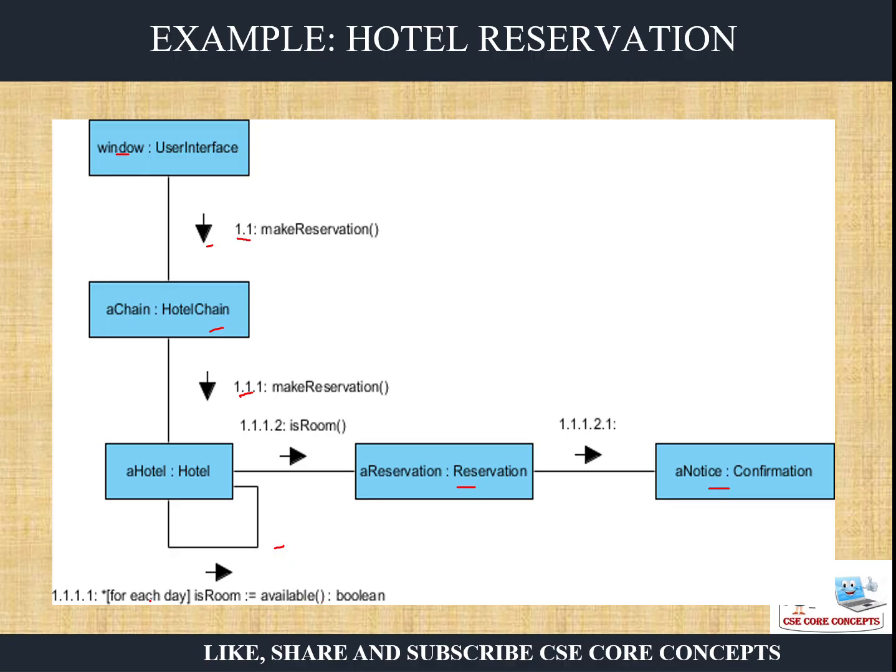This is the condition. You can see message number 1.1.1.1. So it is a sub message for this make reservation, 1.1.1.1, right? So what is the condition? You are writing in the guard: for each day, is the room available. It is checking in the loop. The answer is Boolean, that is yes or no. So if it is available, then you will do a reservation and you will get a confirmation.